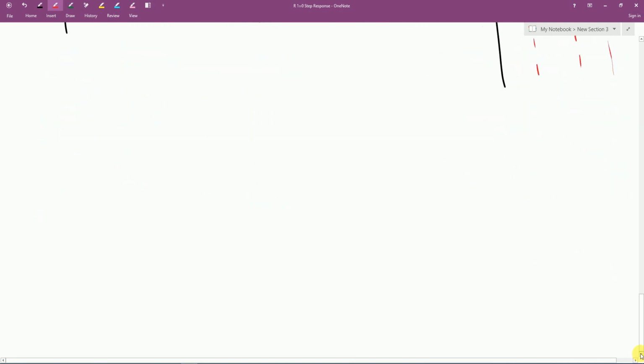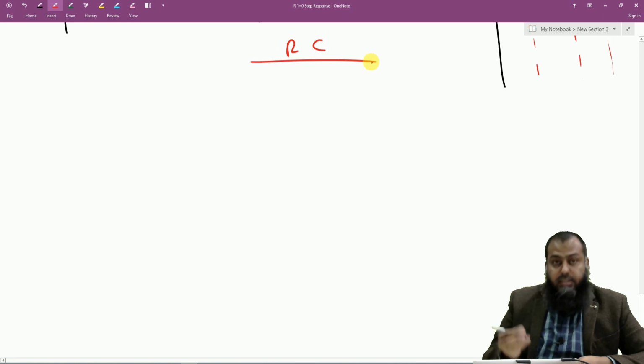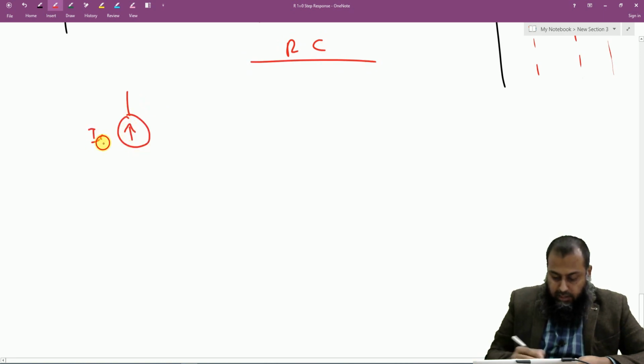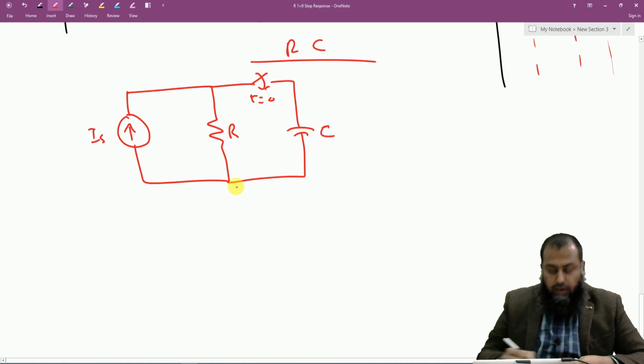Let us see what happens if we have a capacitor with us, right? So for the step response of an RC circuit, let us say we have a circuit here. For the ease in mathematics, let us say this is the current source IS. We have a resistance R, and here we have a switch that will be turned on at time t equal to 0, thereby connecting this capacitor with this particular source IS and this resistance R.